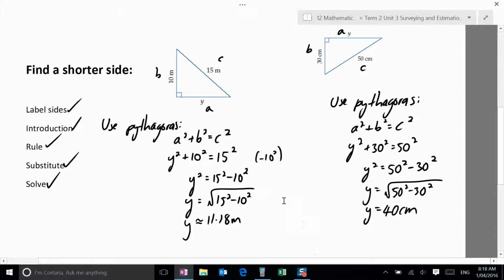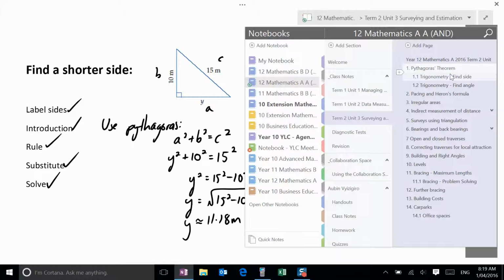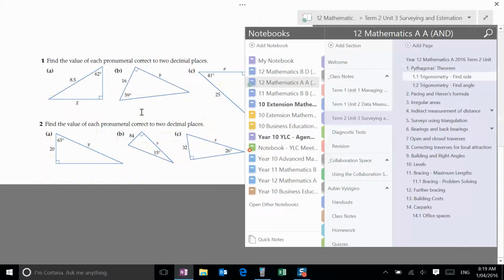There we go. Don't get scared if the triangle's upside down. Just follow: opposite the right angle is the hypotenuse. And label the sides like normal, introduction, rule, and solve. Alright, so that's Pythagoras Theorem. We'll quickly have a look at some trigonometry as well.